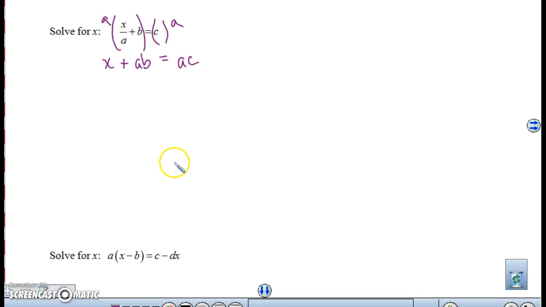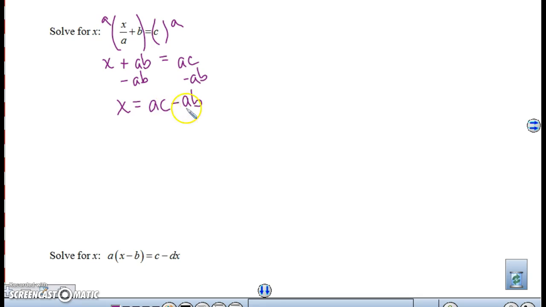Now, all you have to do to solve for x is move the ab over. This is plus ab, so we minus ab. So we end up with x is equal to ac minus ab. Now, is that the only way to do it? No. If you wanted to move the b first, you could, and then you'd have to multiply both sides by a, and you can do that. That's perfectly fine.